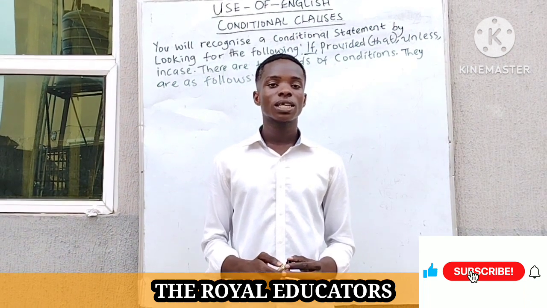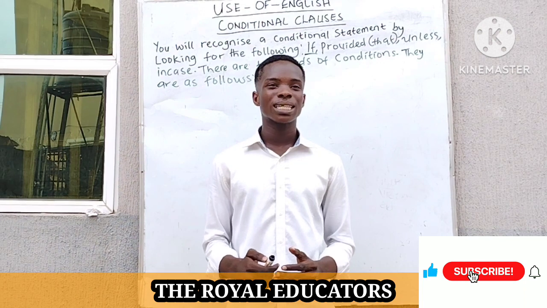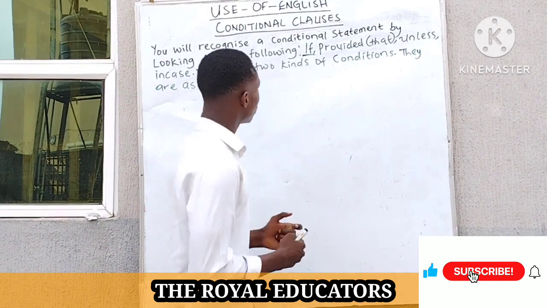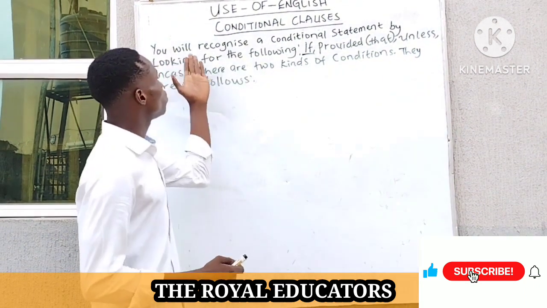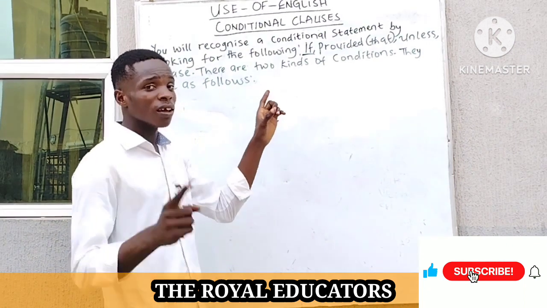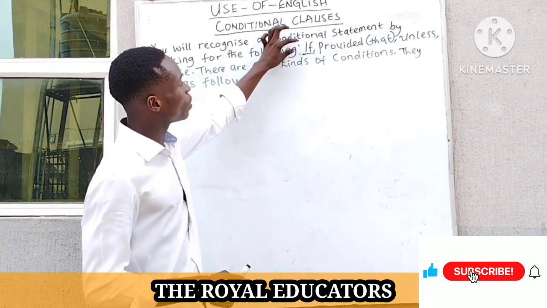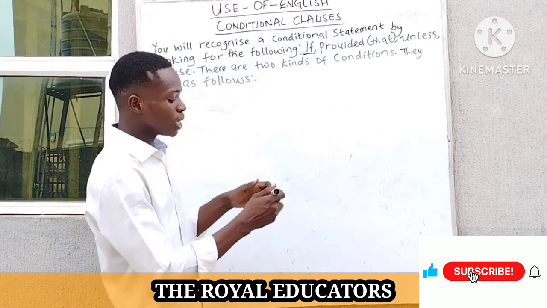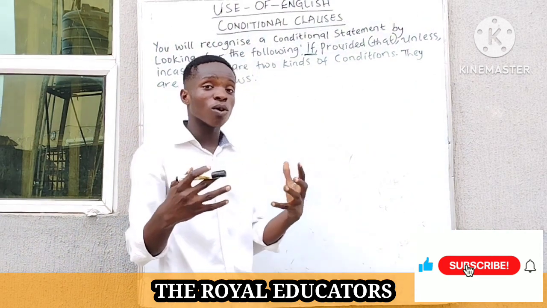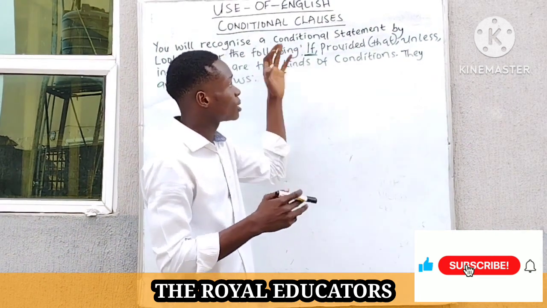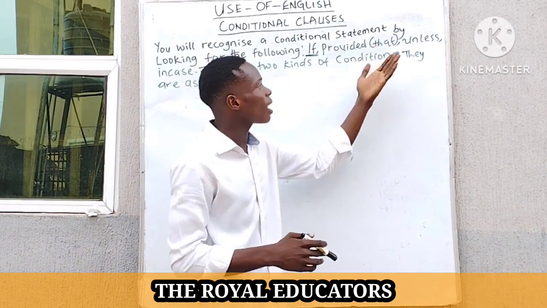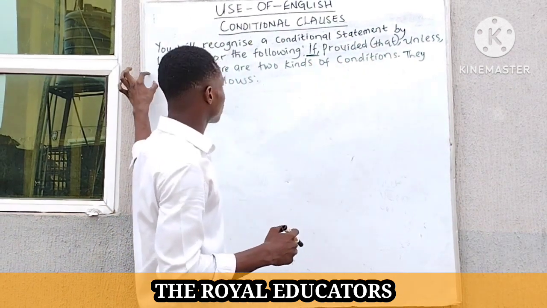If we are looking at words that show condition, we should look at words that give reasons why some things should be done and why some things should not be done. You will recognize a conditional statement by looking for the following words. Take note: if, and that's why I had it underlined here. If is what we are going to focus on more. You see questions that will come out of this more. So we have if, provided or provided that, unless, and in case.